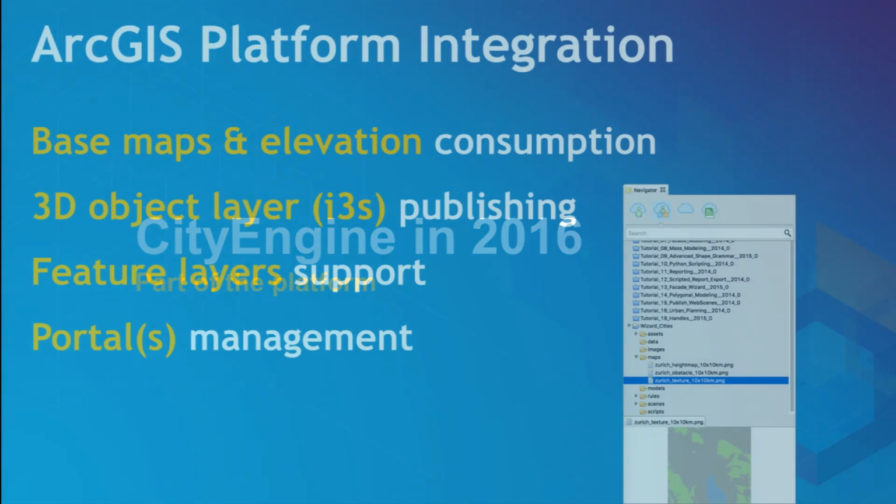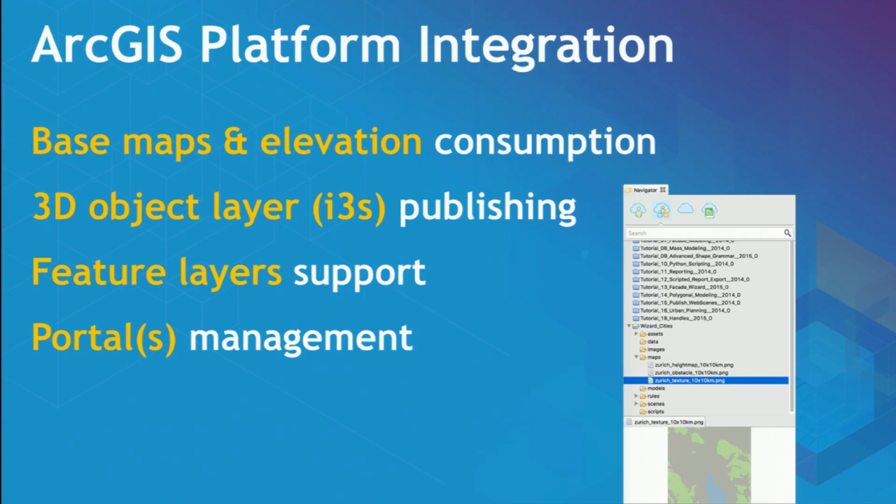So 2016, what did we work on for 2016? One is integrating CityEngine with the ArcGIS platform. So being able to pull in those base maps and elevations with the get map data. Being able to publish what you have in CityEngine as a scene layer package, and then push that up to ArcGIS Online or ArcGIS Enterprise and stand it up as a service. So the things you author in CityEngine can now be directly published and then consumed across the platform.